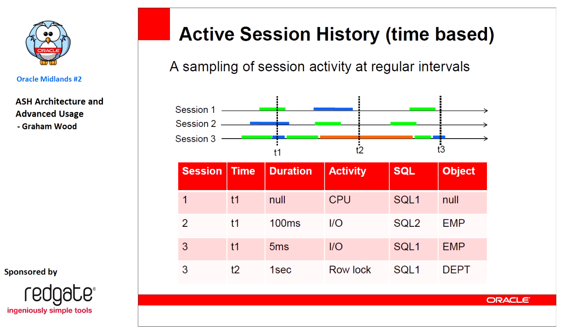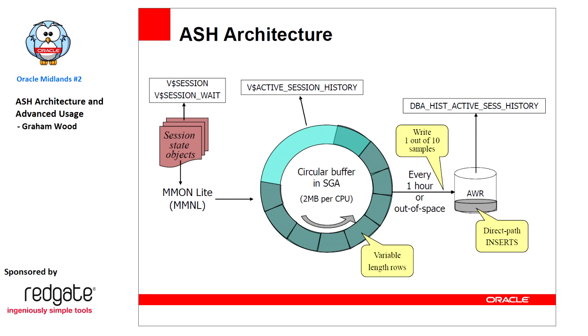If we then look at a bit more detail about how this is actually implemented. We have a circular buffer. It's very similar to the way that the log buffer works in the database, in that we have a circular buffer that contains our samples. So when MMNL fires up once a second to do the capture, it goes through all of the session state objects, sees which ones are active, and for every one that is active, it writes an entry into the circular buffer.